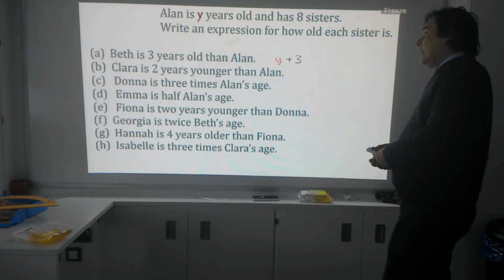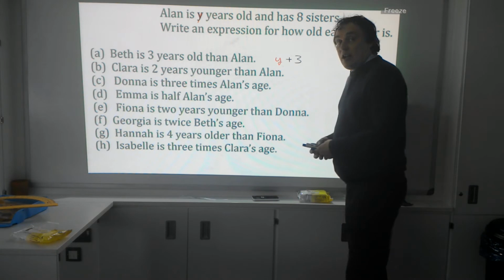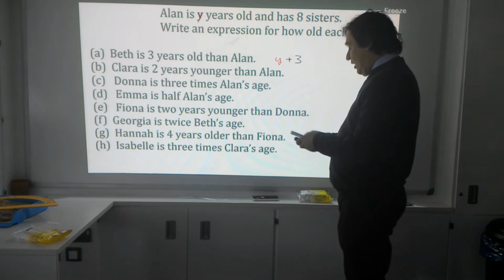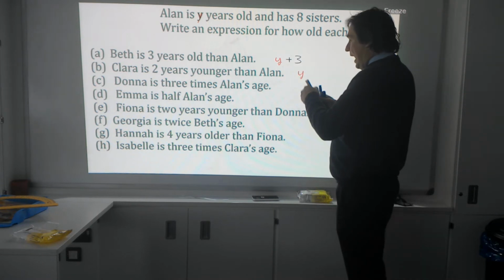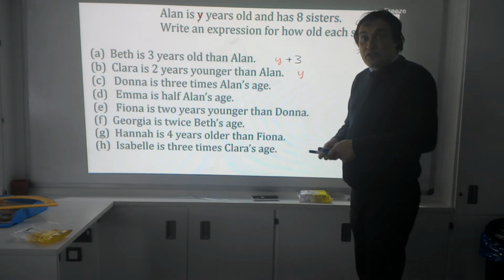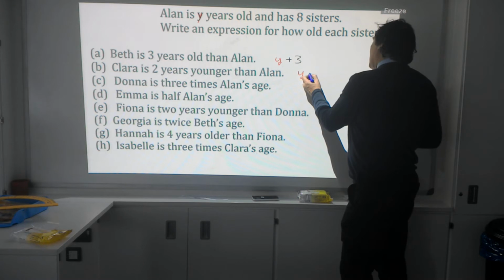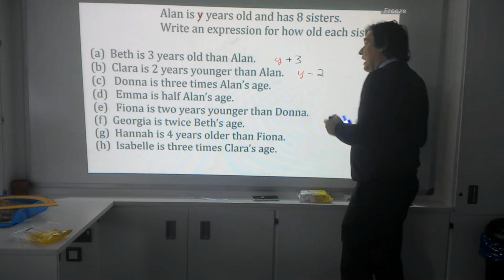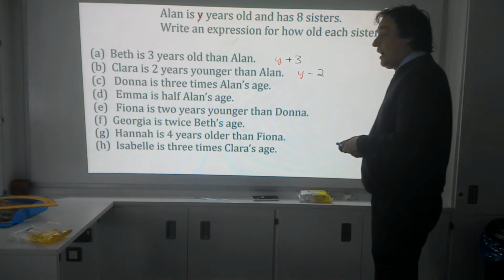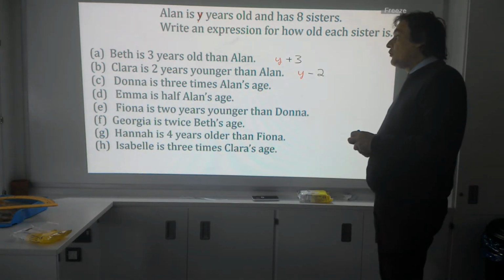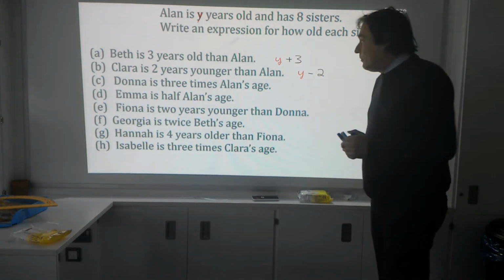Clara. Clara is 2 years younger than Alan. So Alan was Y years old and Clara's 2 years younger. That means she has 2 years less than Alan. So we take 2. So Clara's age, if you're going to write that as an algebra expression, will be Y minus 2.